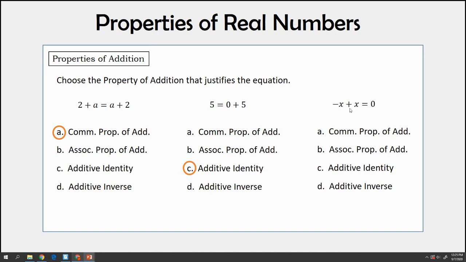Here, the opposite of x plus x is 0. Okay. So how do we add and get a 0? Well, you had to add opposites. And when you're adding opposites, that means you've added the additive inverse. Okay. So you're going to get questions like this tonight.